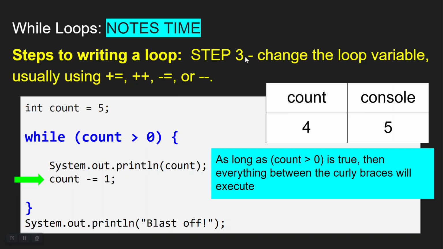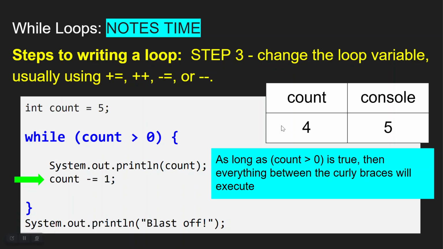And then step 3, we need to change the loop variable, and we usually use one of our math operators to do that. So it's usually plus equals something, plus plus, or minus equals something, or minus minus if we're just going down by 1. So in this case, we are going down by 1, and the programmer chose to use count minus equals 1. You could also just do count minus minus. That would do the same thing.